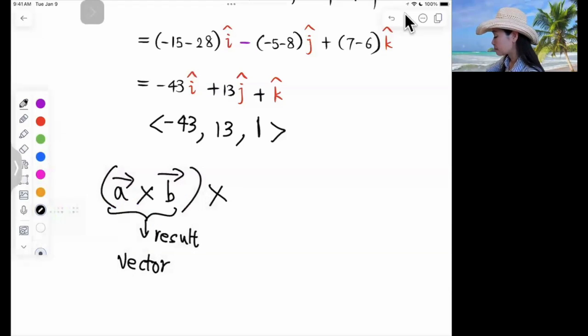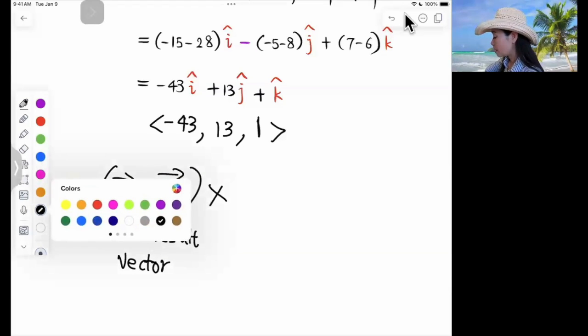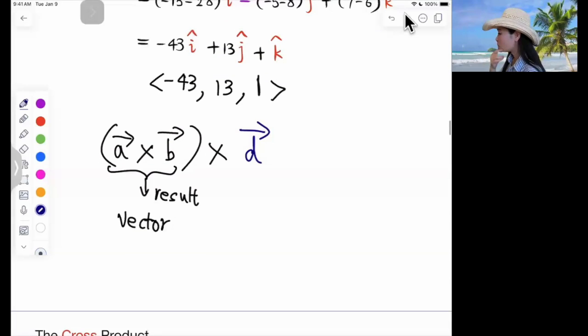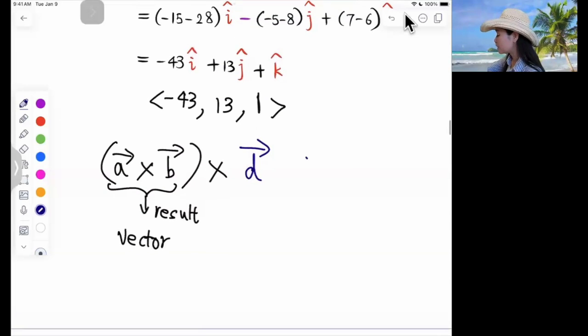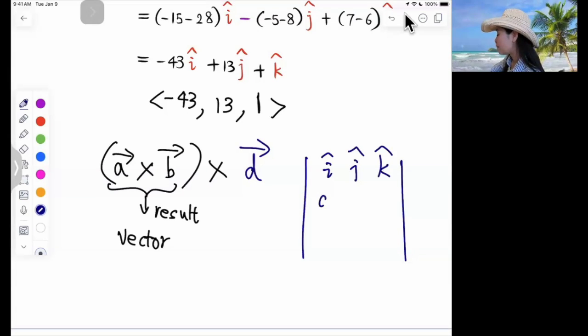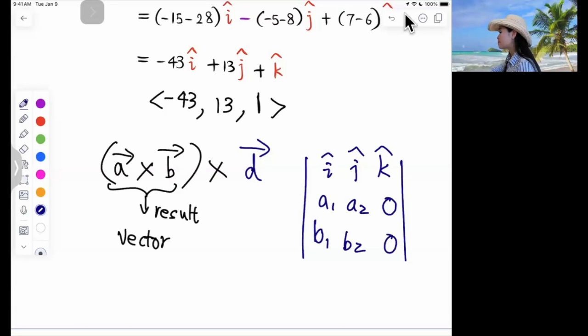Can you do a cross product on a 2-dimensional vector? What do you think? We won't call that 2-dimensional because you need to have a 3x3 matrix. If you have a 2-dimensional vector, you can put IJK, and then you just put A1, A2, but the last one you put 0. And then B1, B2, and the last component will be 0. Then you can do the cross product this way.